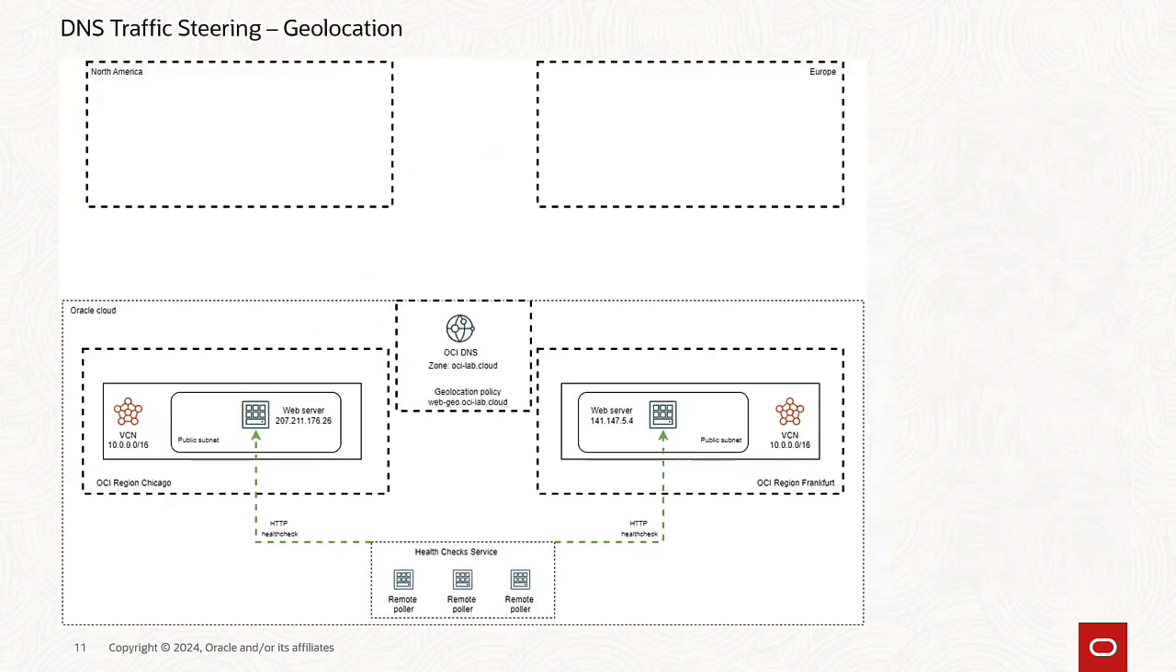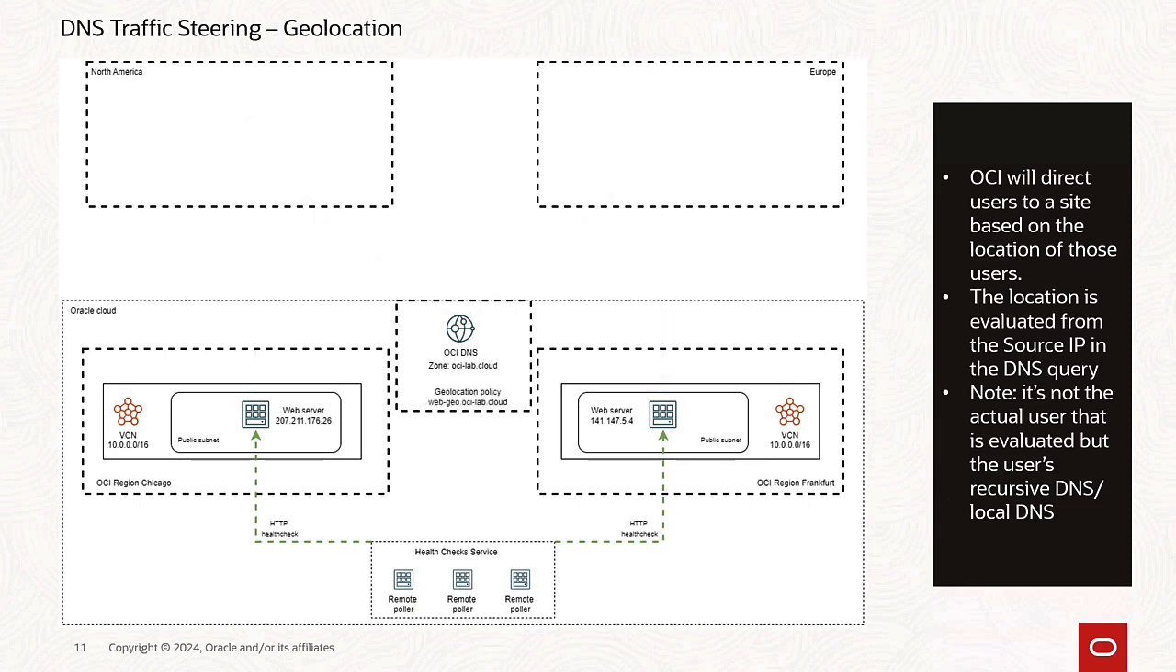Let's talk about geolocation. It's pretty simple. We have the same application deployed on 2 continents. In this case, we have it in North America, in Chicago, and in Europe, in Frankfurt. If the requester is in North America, they will be directed to the Chicago region. If the requester is in Europe, they will be directed to Frankfurt for the same DNS host name.